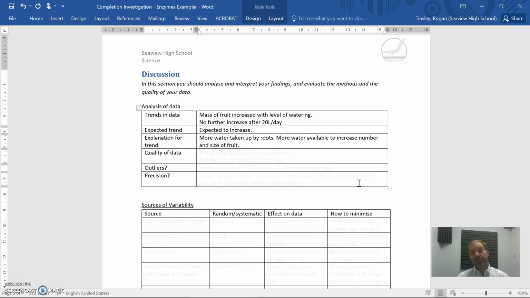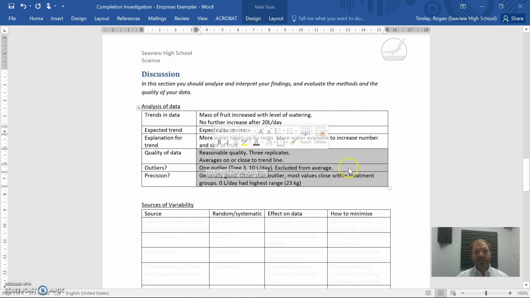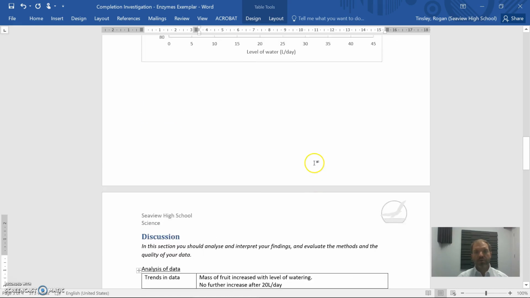So the first thing is just to describe what the graph looks like and explain, using biological terms, why you think it would have gone that way. Next bit's looking at the quality of the data. I've said that's pretty reasonable quality. We had 3 replicates, as in 3 trees that we were taking the mass from and then averaging it, and the averages were on or close to the trend line.